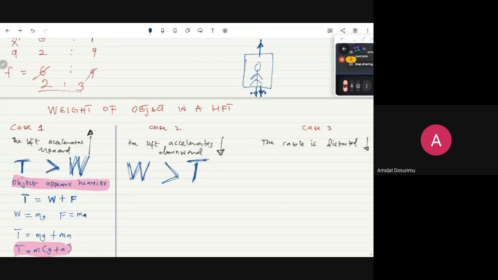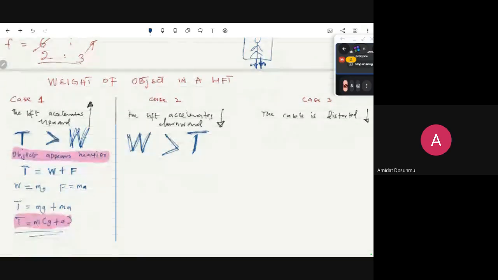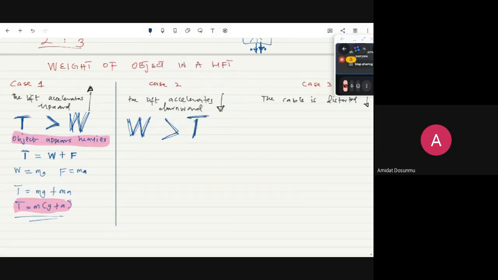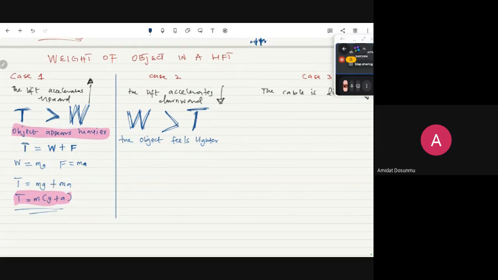So the weight is going to be more. Now the inclination to this is that the object is going to feel lighter. The object feels lighter. If you have never been in a lift before or an excavator, when you are going up, it appears as if you are heavy. But when you are coming down, it appears as if you are light. So the object feels what? Lighter.